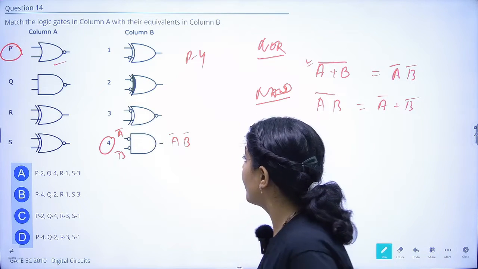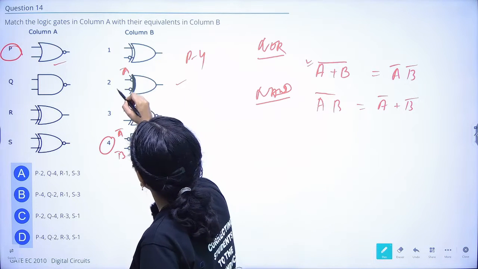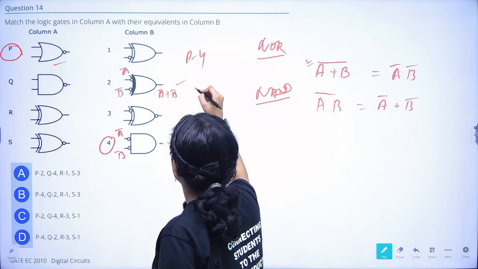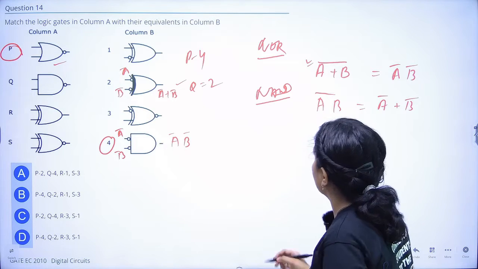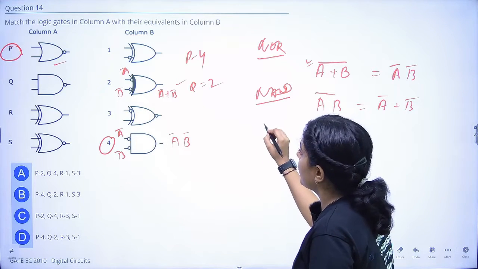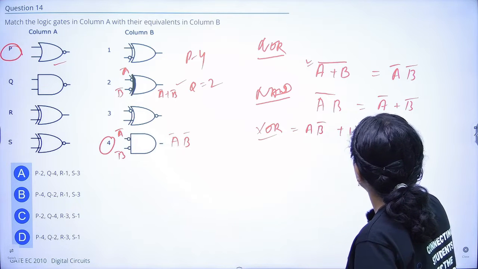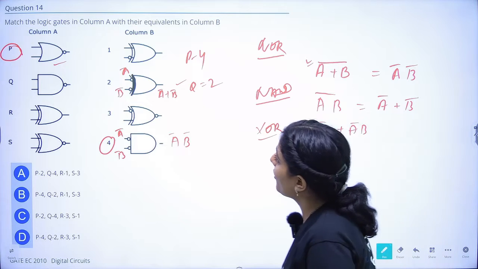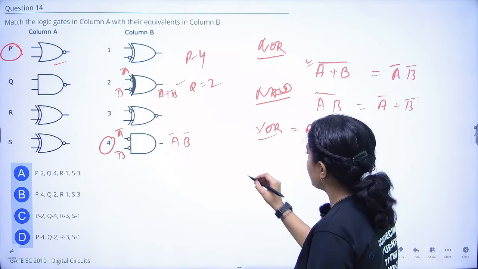So where is the inverted input OR gate? This is the inverted input OR gate. So this is A bar, B bar. So output will be A bar plus B bar. So Q will be equal to 2. Now moving on to the next one. R is XOR gate only. XOR is AB bar plus A bar B. Let's see which of the following from 1 and 3 will satisfy XOR.